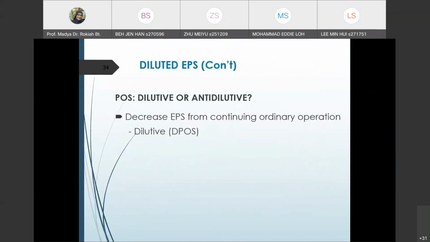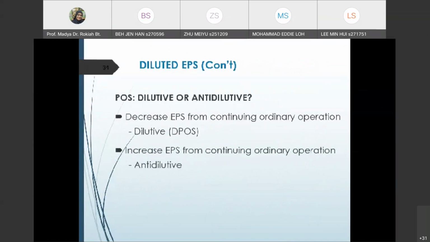Okay, we look at dilutive and anti-dilutive. The POS may be dilutive and may also be anti-dilutive. Dilutive here means a decrease in the EPS from continuing operations. To compare whether it is dilutive or anti-dilutive, you need to compare basic earnings per share with diluted earnings per share. Let's say your basic earnings per share here is RM2, and the diluted earnings per share here is RM1.50.